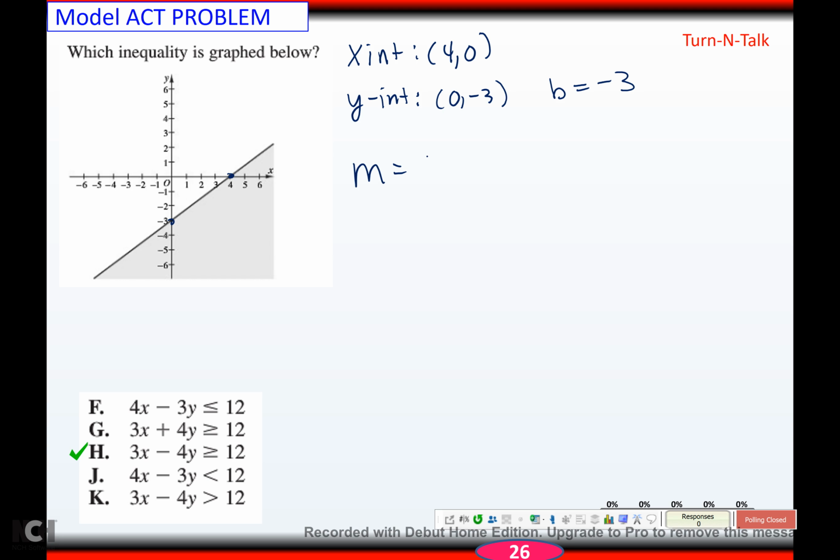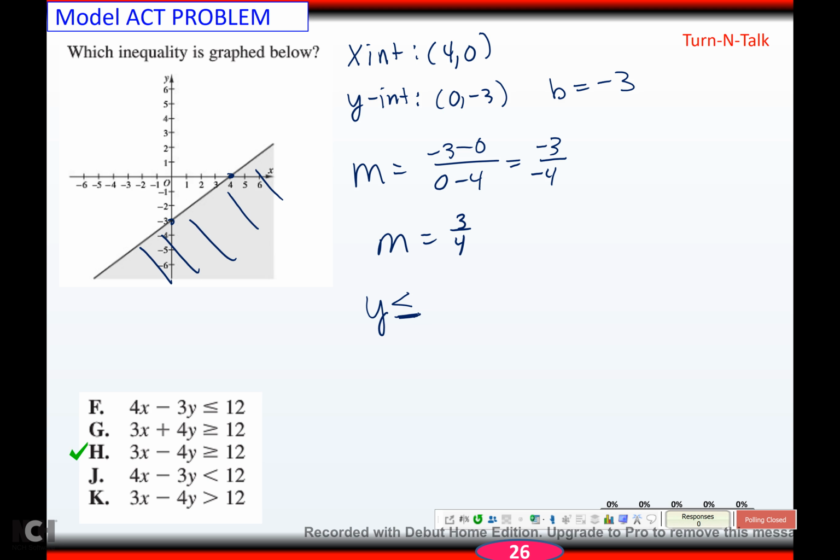So y2 minus y1 over x2 minus x1 gives me -3 over -4, which gives me a slope of 3/4. So write my equation. I have y, they shaded below, so that's going to be pointing at y. It's solid, so I need a bar. My slope is 3/4 x. My y-intercept is minus 3.